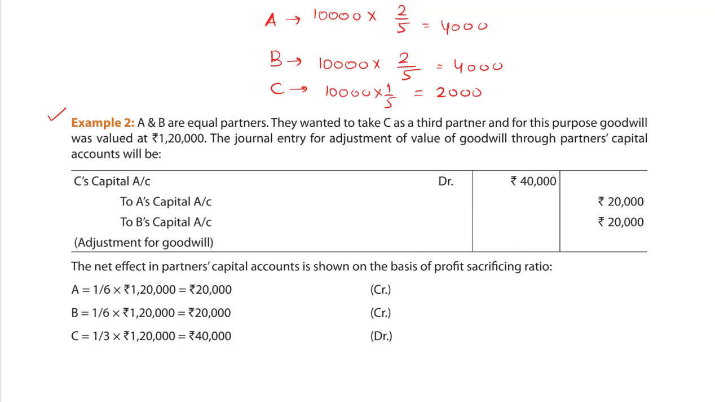Example 2. A and B are equal partners. They wanted to take C as a third partner, and for this purpose, goodwill is valued at 1,20,000. The journal entry for adjustment of valuation of goodwill through partners' capital account will be gaining partner's account debit to sacrificing partners' account. So the partner who is entering the firm is a gaining partner. C's capital account should be debited, and sacrificing partners, that is A's capital account and B's capital account, credited.